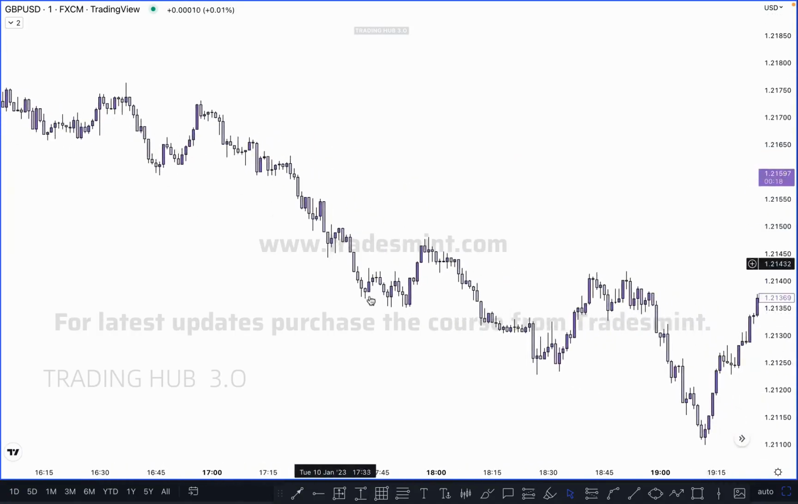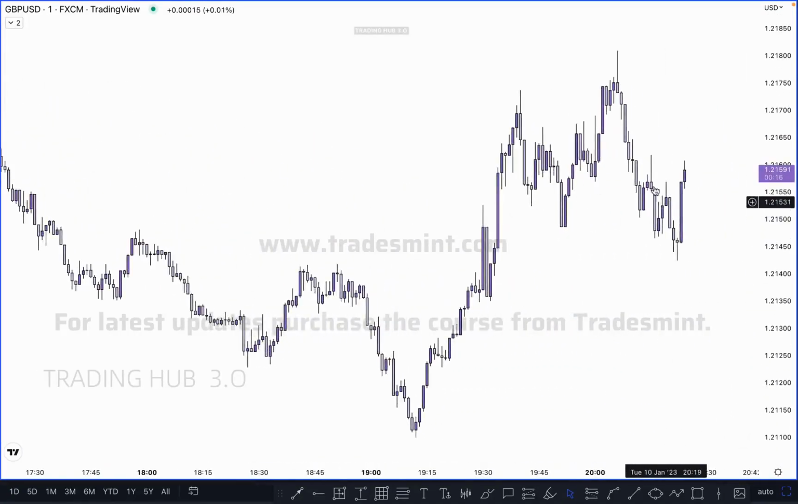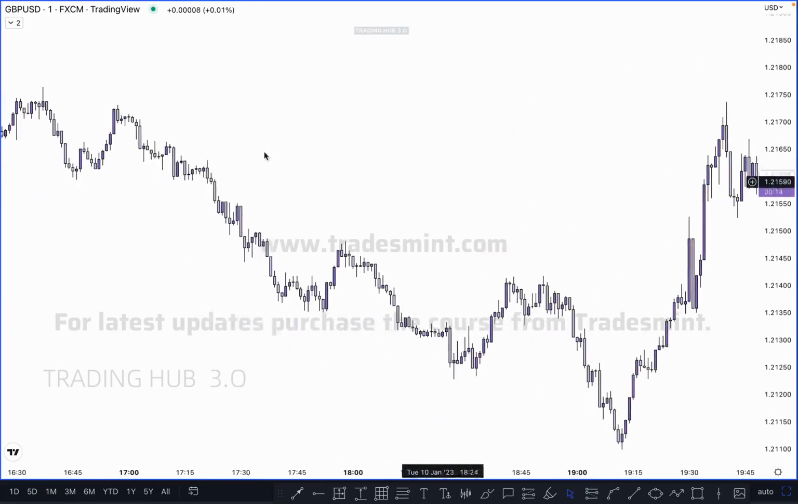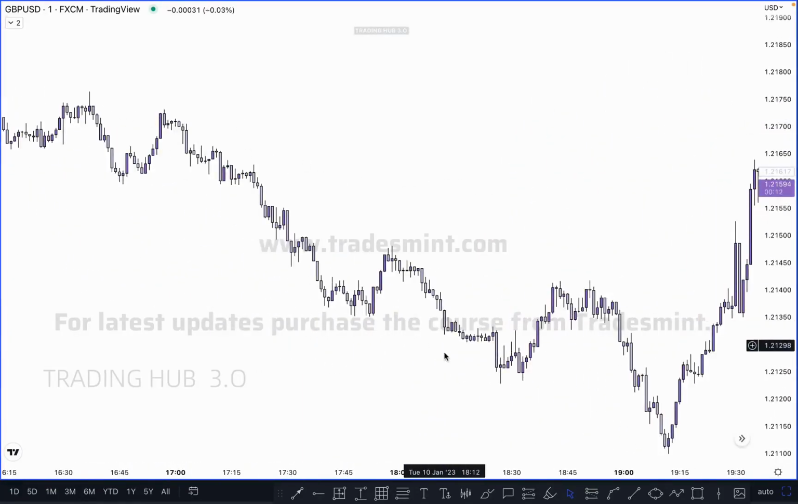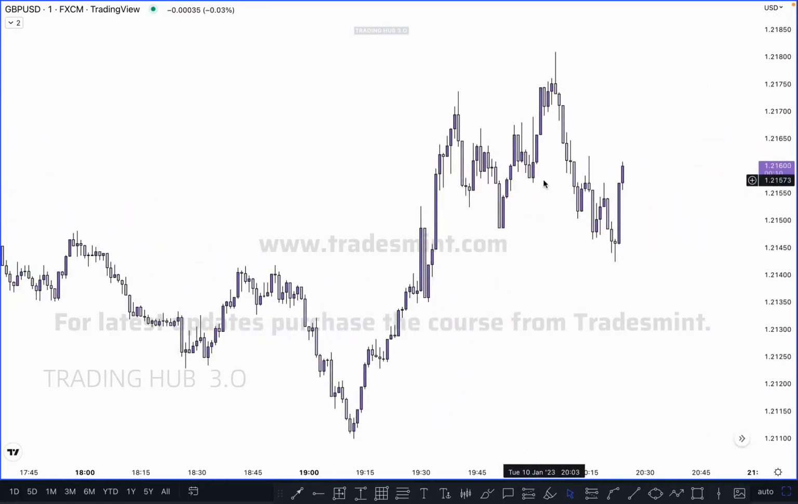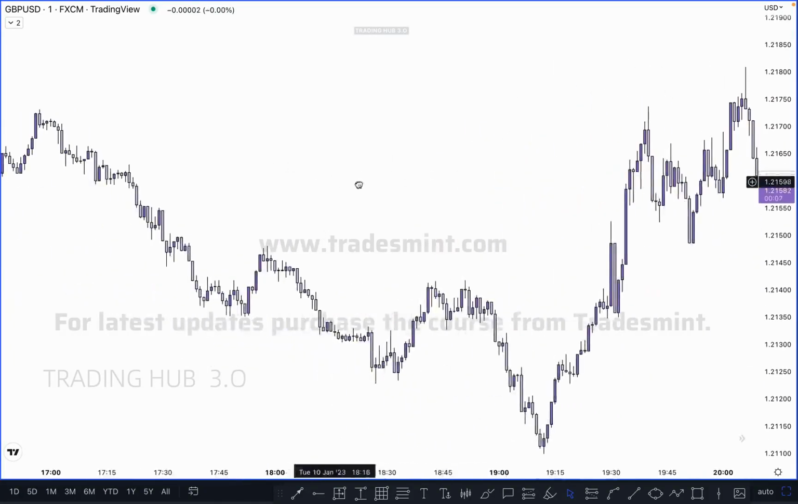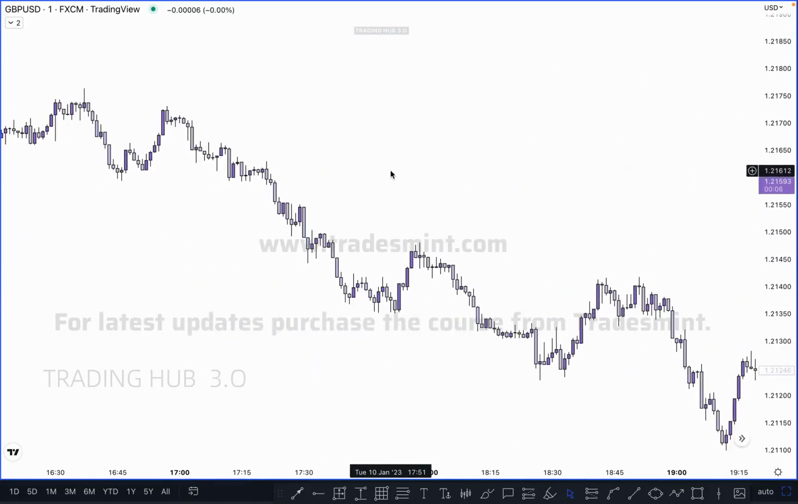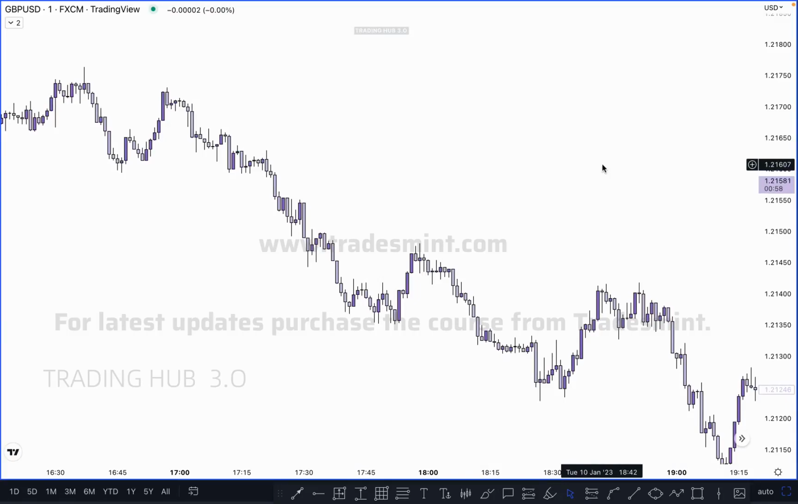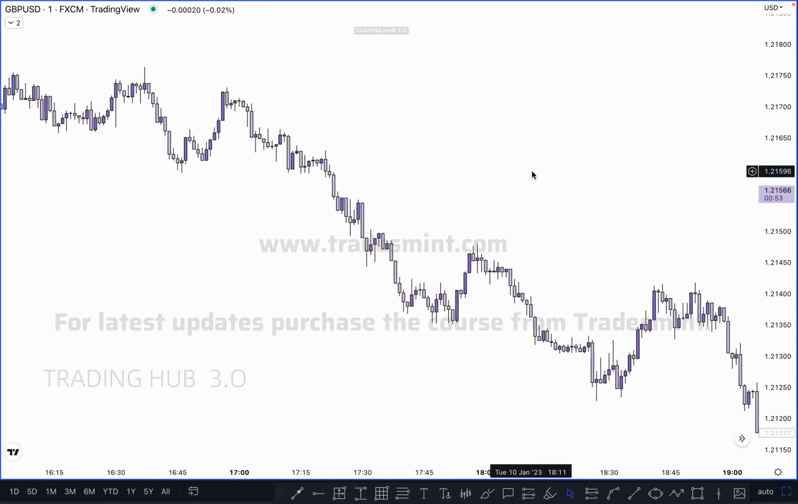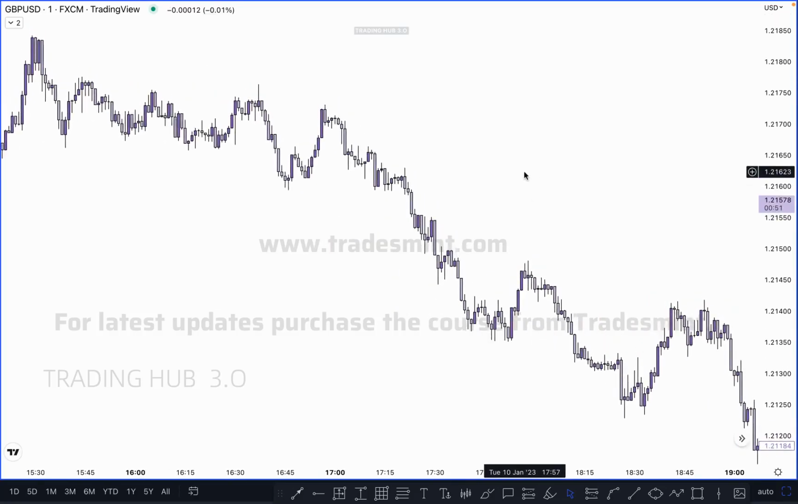So let's see, this is a live example, a live market in GBP USD, and this is our bearish momentum and this becomes our bullish momentum. So how can we identify order flow? Order flow is very simple, clean and easy to understand. Let me show you exactly how you can mark it here, okay?